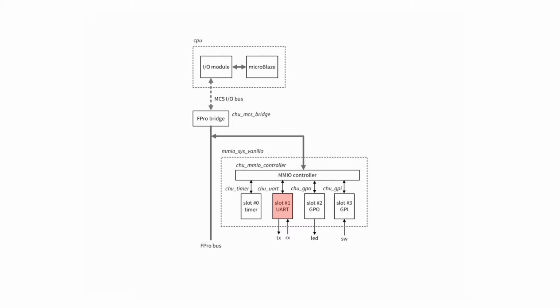So what we're going to do is construct a new I/O core, and we're going to connect it to slot number 1. As you probably remember, slot number 0 is always dedicated to the timer, and slot number 1 is always dedicated to UART because it's extremely common and we're going to use it.